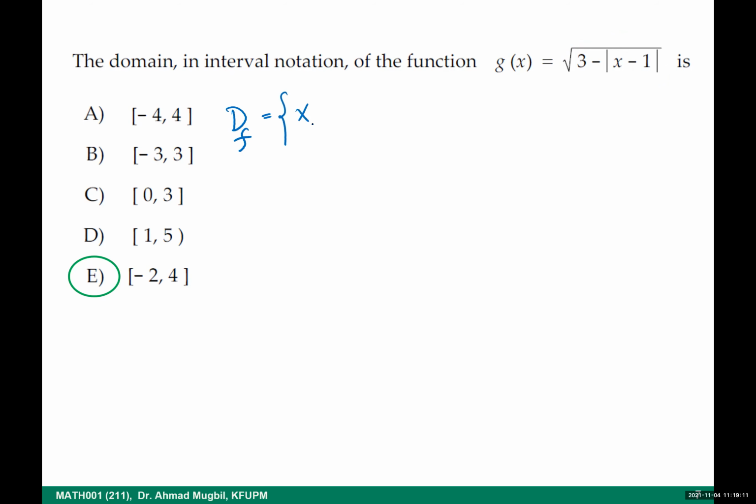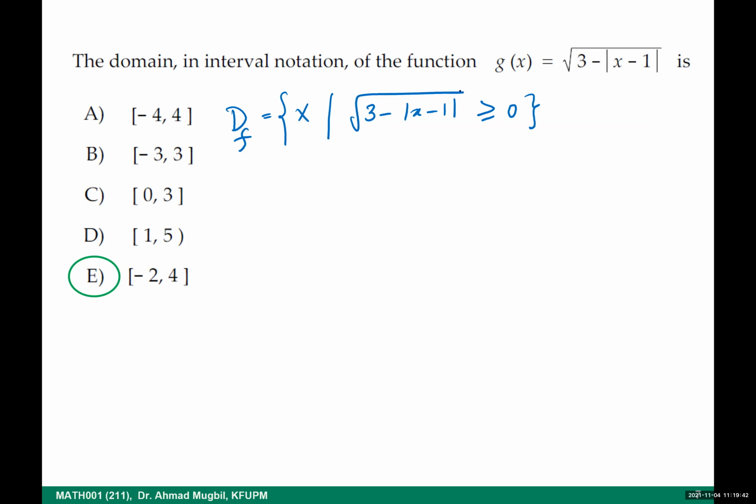All the values of x, such that what is inside the root is greater than or equal to 0. Before you write or equal, ask yourself, is there any problem if what is inside is 0? It will be a problem if it makes the denominator 0. We don't have denominators here, so it's okay. What about if I root the square root? No, we are not.